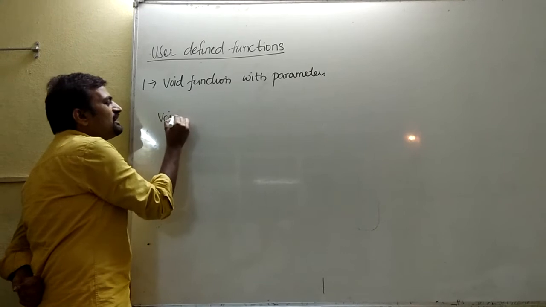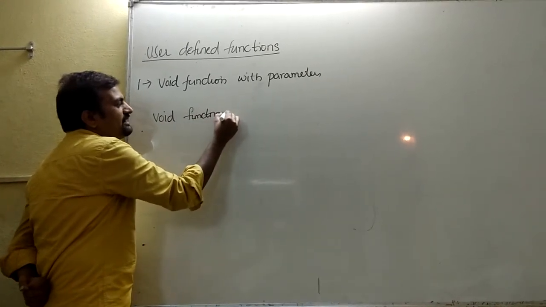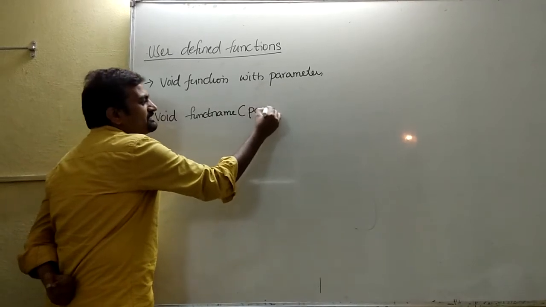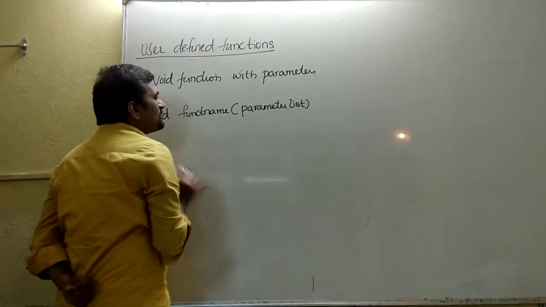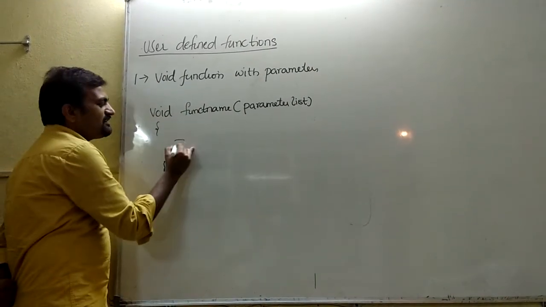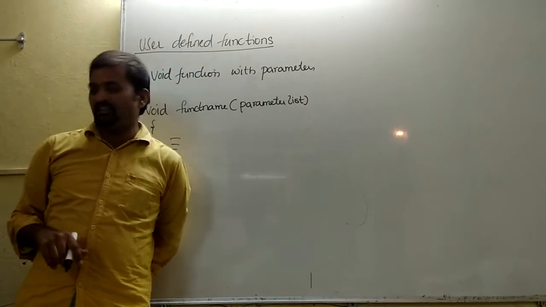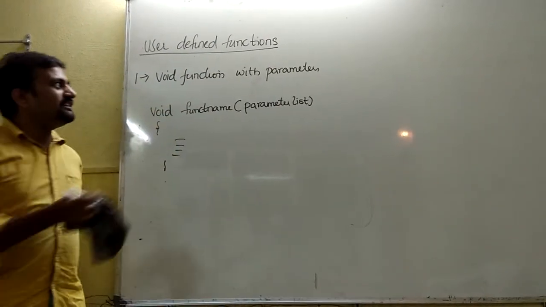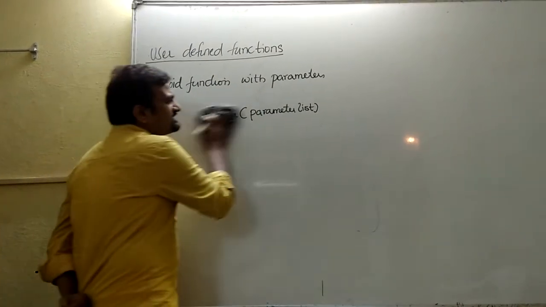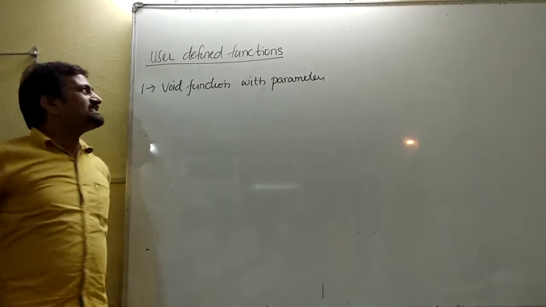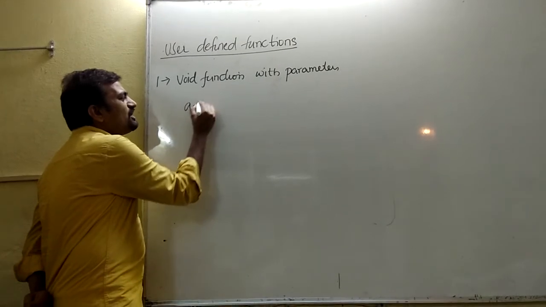Generally, syntax of void function with parameters looks like this. So return type is what? Void, and you have a function name, and here you have parameters list, right? So this is the syntax for the void function with parameters. So now we will look at this by an example, right? So we will take a small example so that you will be understanding what exactly is a void function with parameters.